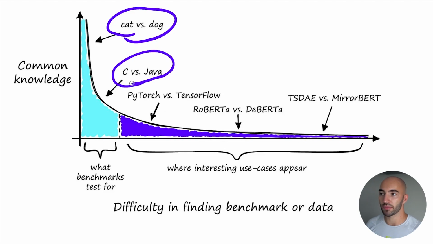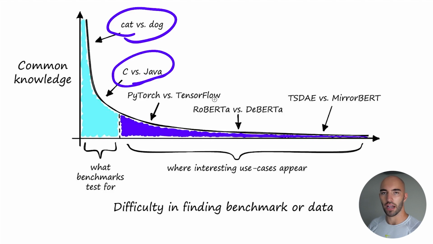And then we get even more specific, PyTorch versus TensorFlow, and then even more specific, RoBERTa versus DistilBERT, and then TSDAE versus MirrorBERT. As we get more specific, fewer and fewer people know what you're talking about. And with that, there are fewer data sets and fewer benchmarks. But at the same time, that's where most of the interesting use cases exist. Now, whether your use case exists within the common knowledge area or within the long tail is really how you can hazard a guess at whether you need to fine-tune a retriever model or not.